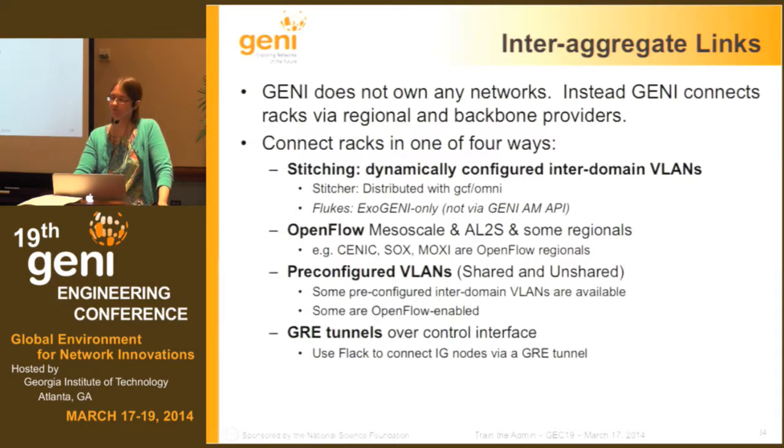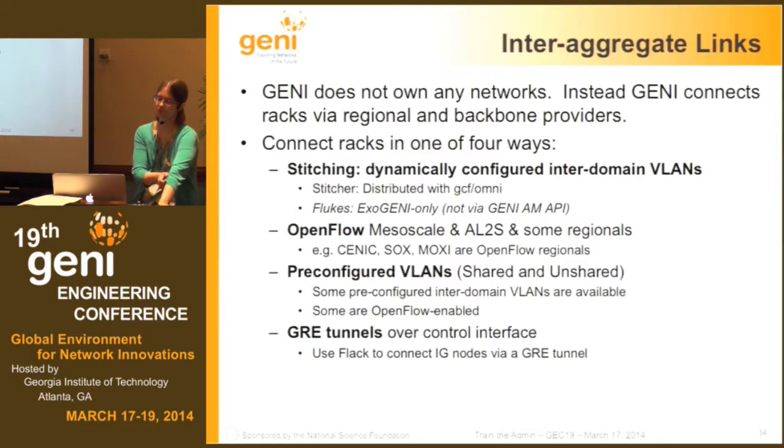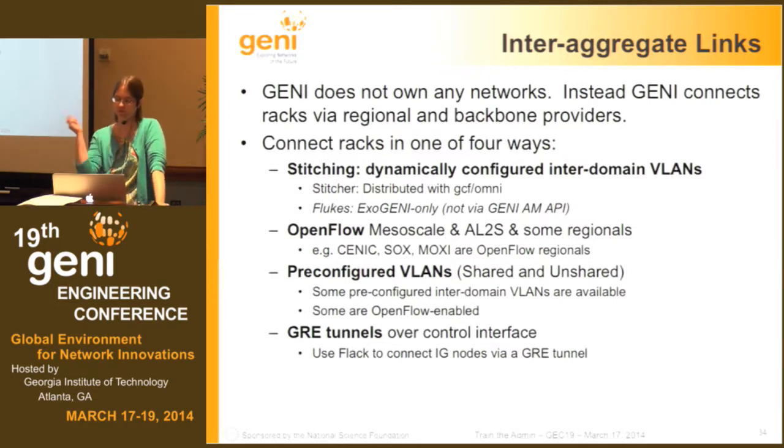We currently have the mesoscale, although the mesoscale is morphing into a new thing. There's also ALTOS coming online, and some regionals have OpenFlow. For example, there's a few regionals that are listed there. I think there's more; those are just some examples. We also have these shared VLANs. They're sort of pre-configured VLANs that connect the various racks, and they come in OpenFlow and non-OpenFlow enabled variations.